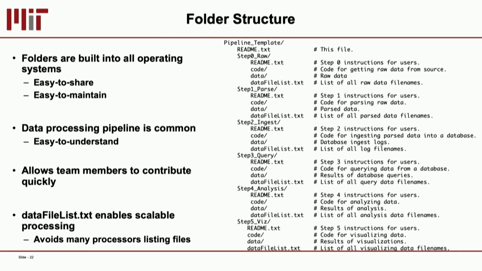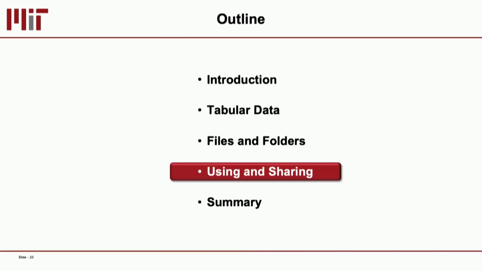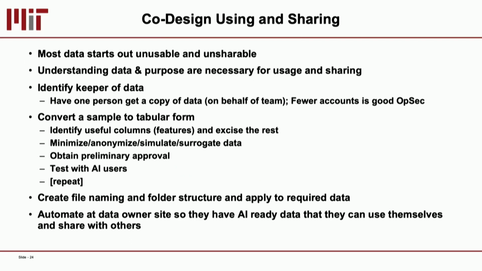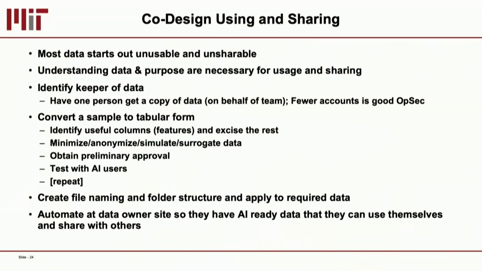It makes it really easy for people to get through this. So finally, I want to talk about using and sharing. And so again, co-design, using and sharing together. Most data that you will deal with starts out unusable and unshareable. That is, the data is not suited for the purpose that you wanted to use it for, and you do not have permission to share it with anybody. And so if you understand the data and its purpose, you can get through both of those problems.